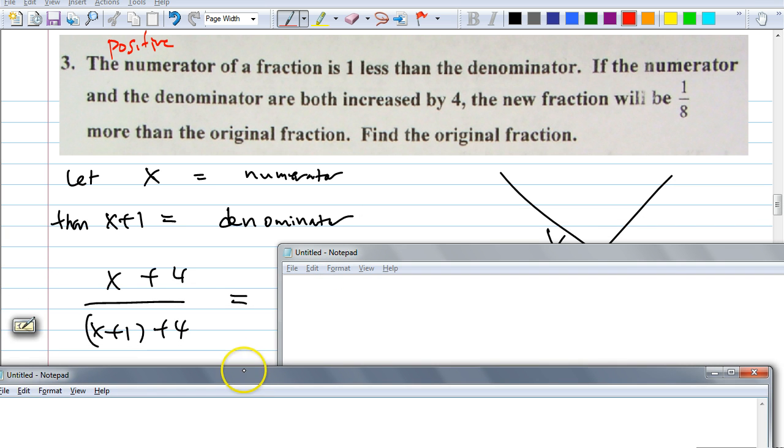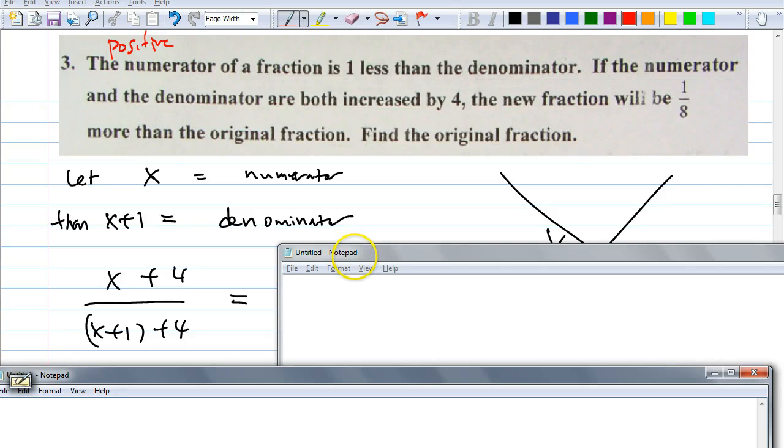Exactly. So there you have it. That's what they mean by if the numerator and the denominator are both increased by 4. Do you all agree? Notice I used the parentheses here because I'm adding the whole thing to it. And Sabrina said that just becomes simply x plus 5. Now this is the new fraction, right? What would this new fraction equal to? It says the new fraction will be, it's kind of like will be or equal to, right? 1/8 more than, guys, more than, what does that mean? Do you do 1/8 plus something, or is it something plus 1/8? Something plus 1/8. What is that something?